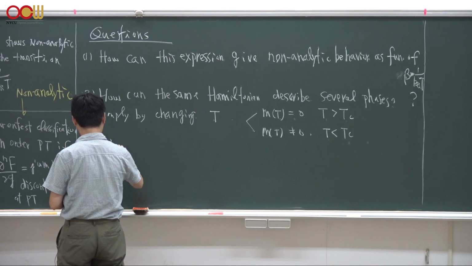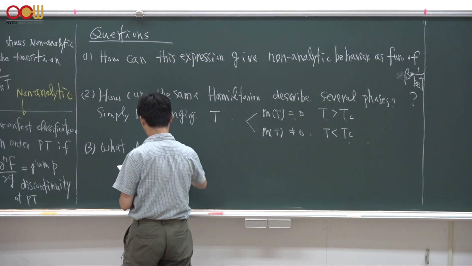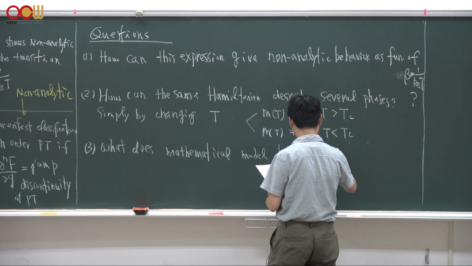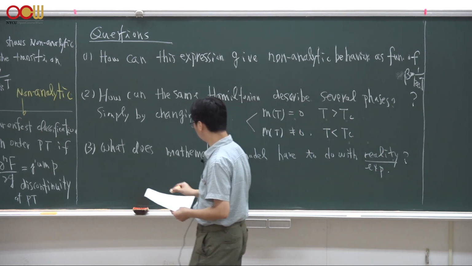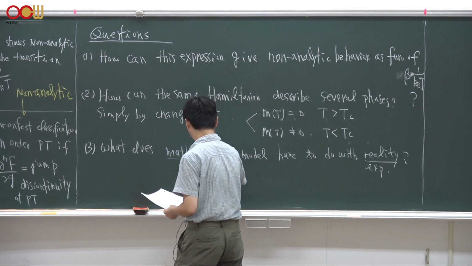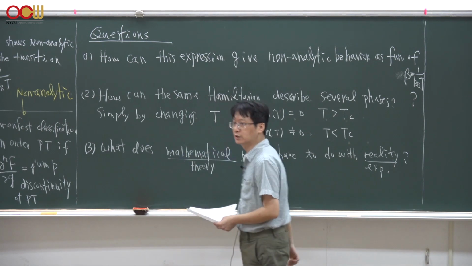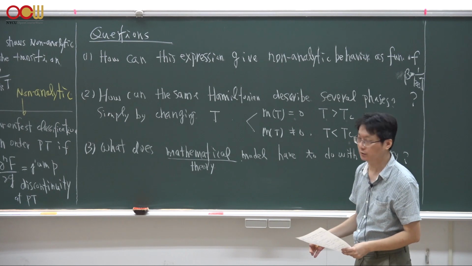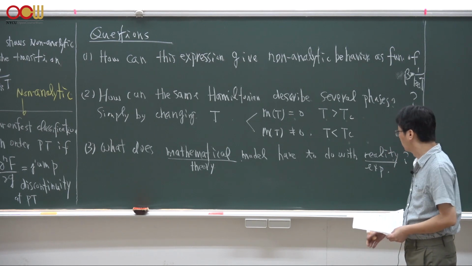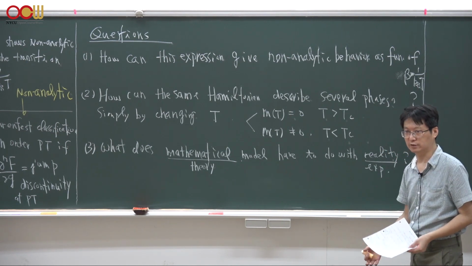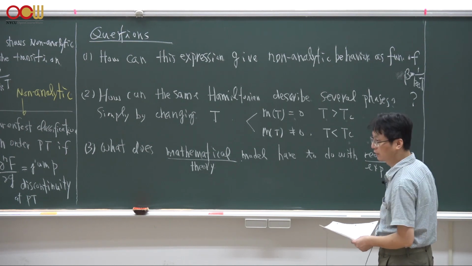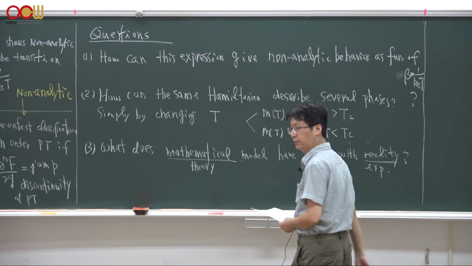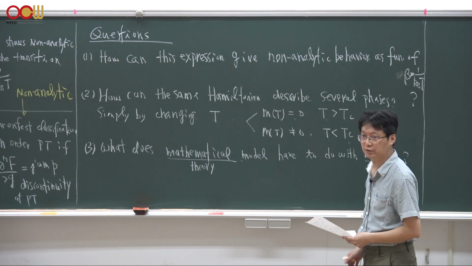Question number 3: what does the mathematical model or theoretical model have to do with reality? Reality refers to experiments, and the mathematical model refers to theory. In other words, we could construct some theoretical model calculations like Landau mean field theory. What does this theoretical model have to do with reality, meaning the experiments or scalings and so on? So we need to make a closer link between this theory and these experiments. And this is also the topic that we will discuss.